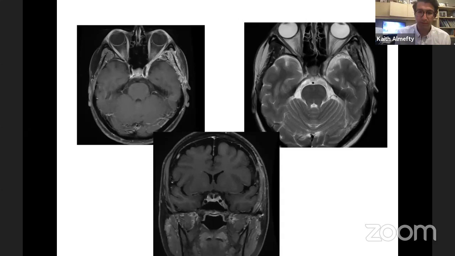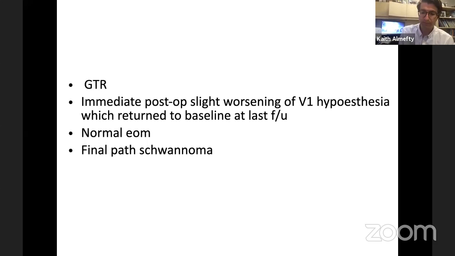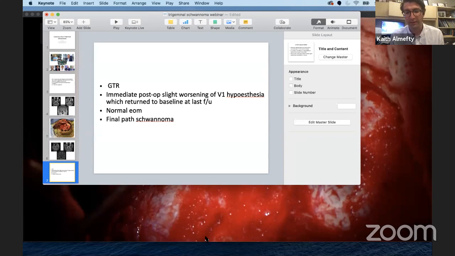I think Dr. Krish asked me to present this as a stepping stone in the progression and surgery of the region. I think it sets a good example of a place to start operating in the cavernous sinus area. I think I'll turn it back over to Dr. Krish with that.